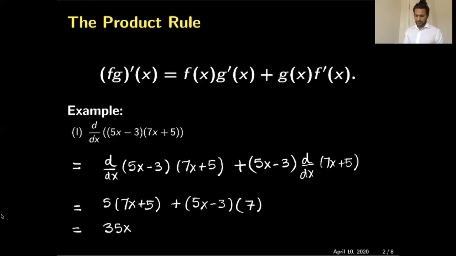So this is 35x plus 25, plus, if I FOIL this out, 35x minus 21. So your final answer is 70x plus 4. This is our final answer.